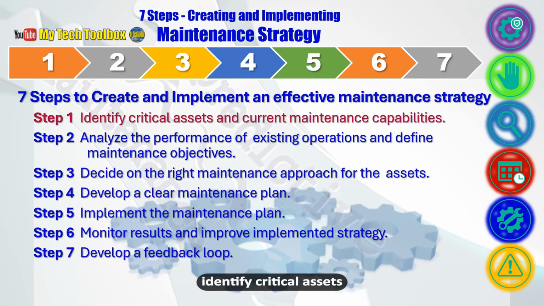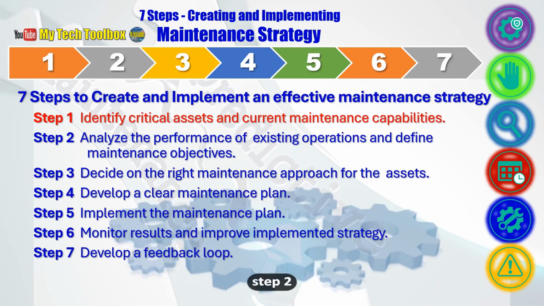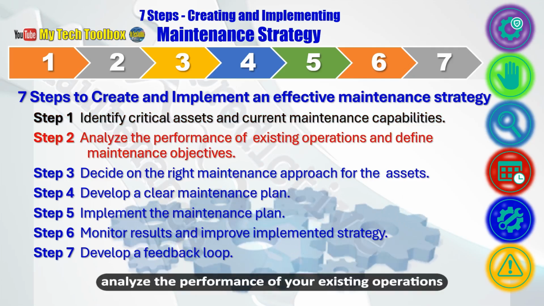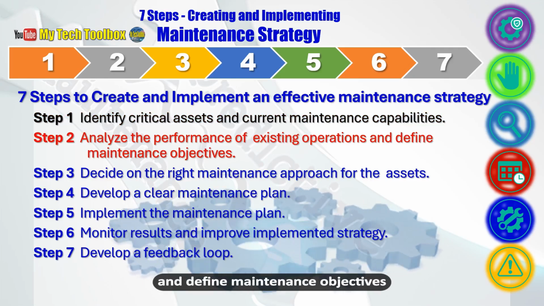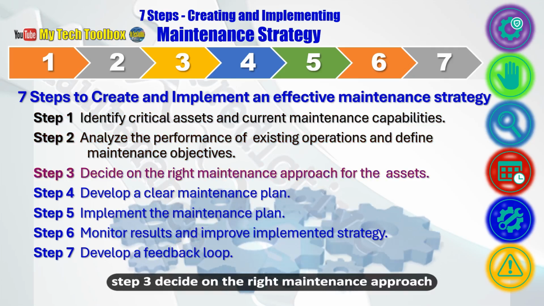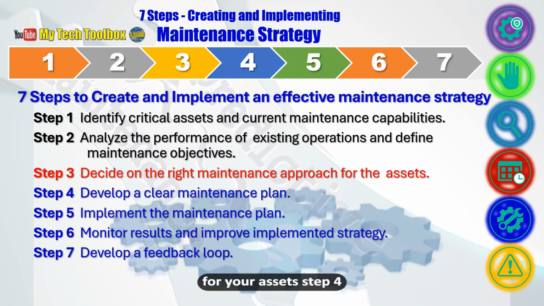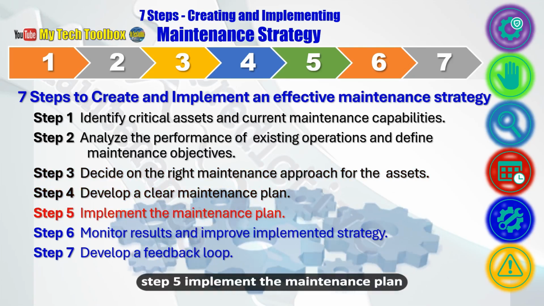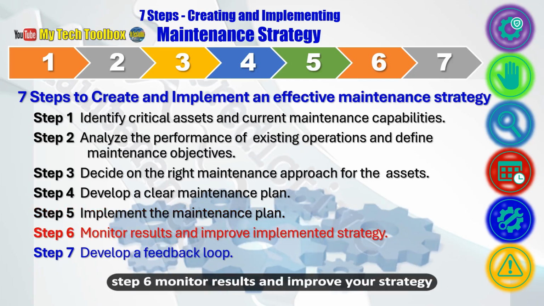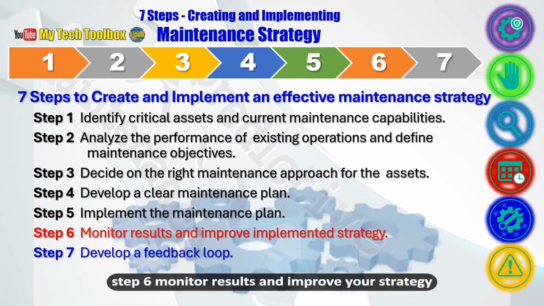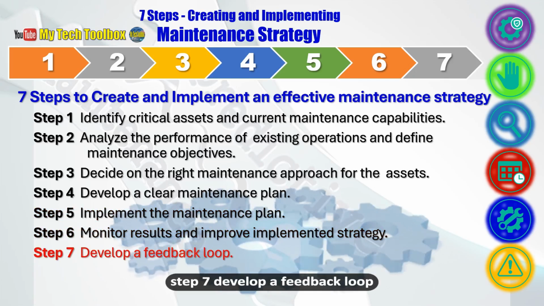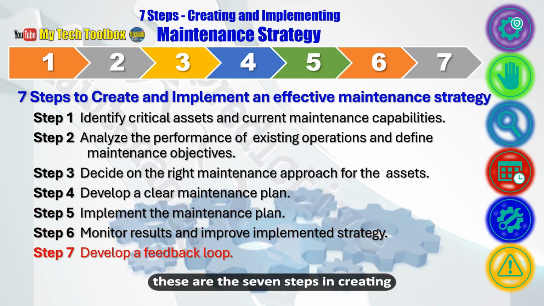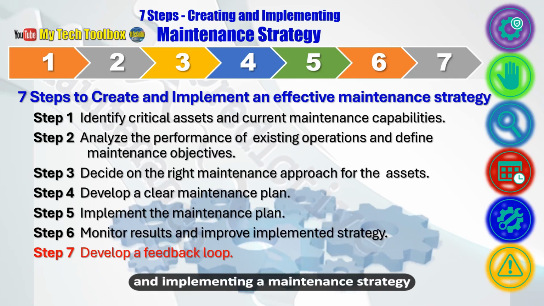Step 1. Identify critical assets and current maintenance capabilities. Step 2. Analyze the performance of your existing operations and define maintenance objectives. Step 3. Decide on the right maintenance approach for your assets. Step 4. Develop a clear maintenance plan. Step 5. Implement the maintenance plan. Step 6. Monitor results and improve your strategy. Step 7. Develop a feedback loop. These are the 7 steps in creating and implementing a maintenance strategy.